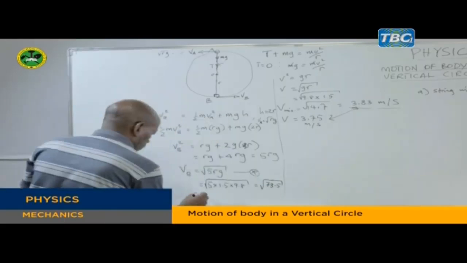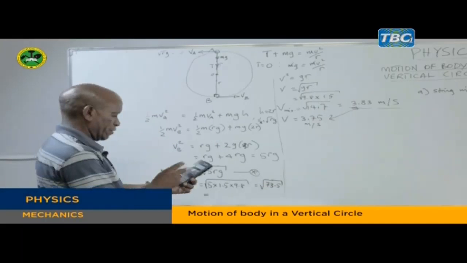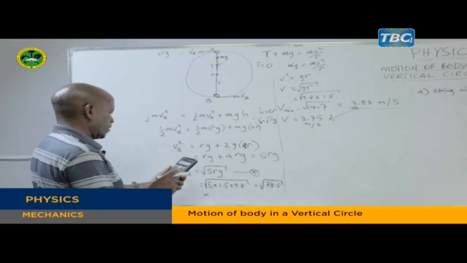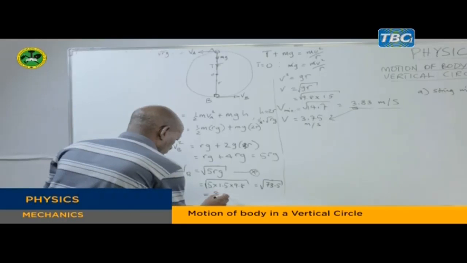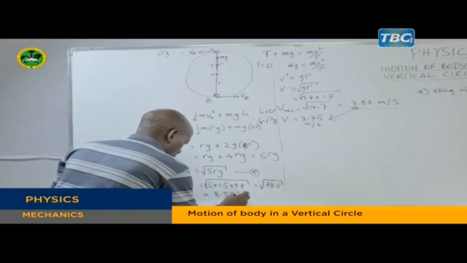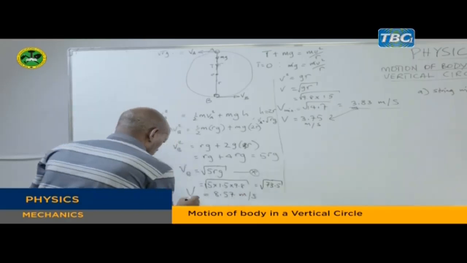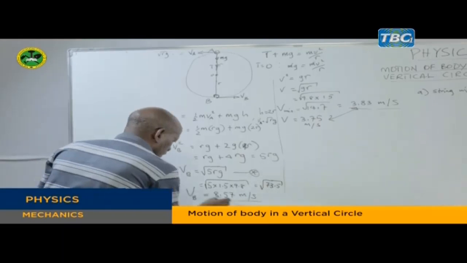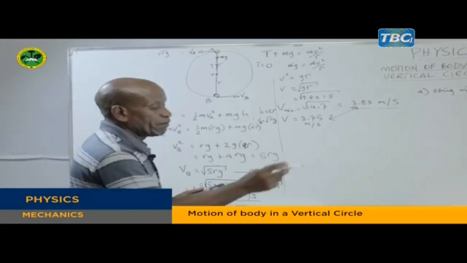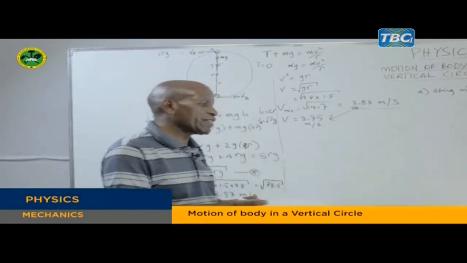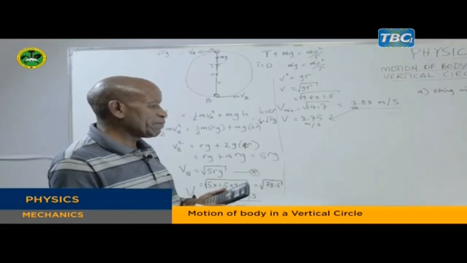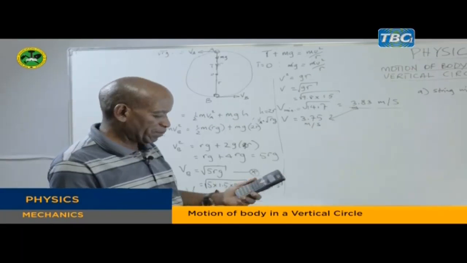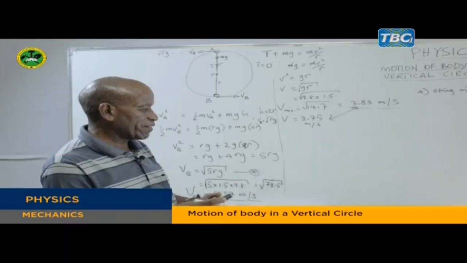So if you look at the square root of that, you are getting 8.57. So this is the minimum velocity. This is the minimum velocity or minimum speed when this bucket passes at the lowest point.